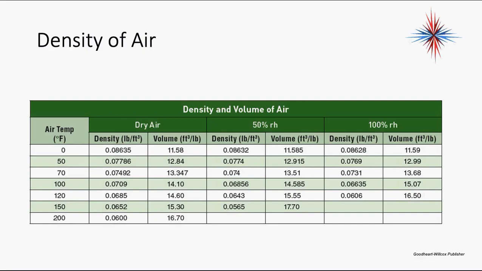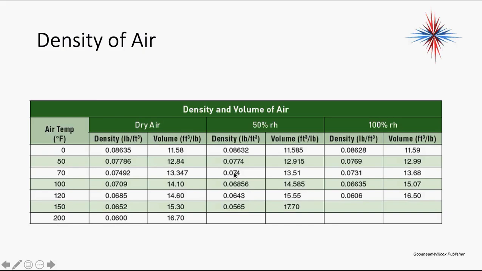So again, this just basically shows this. I have three basic columns here: dry air, 50% air, and 100% relative humidity air. In other words, the 100% is wet. The 50% is an average day in the summer, well, we hope in an indoor environment. And dry air has no moisture whatsoever, Sahara Desert. At 70 degrees, my density and my volume are there, 0.07, 13.47.